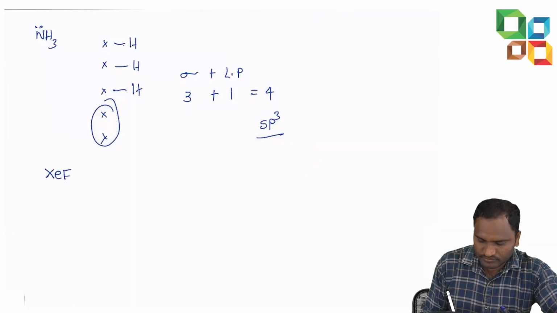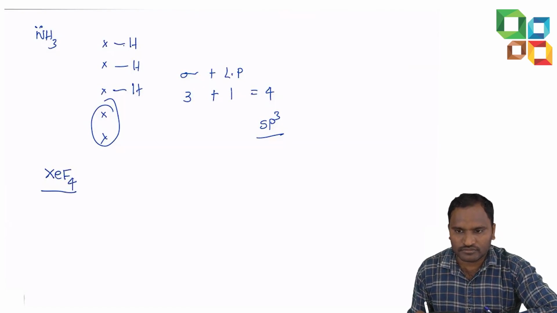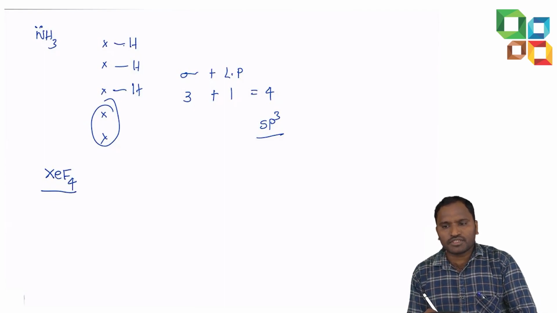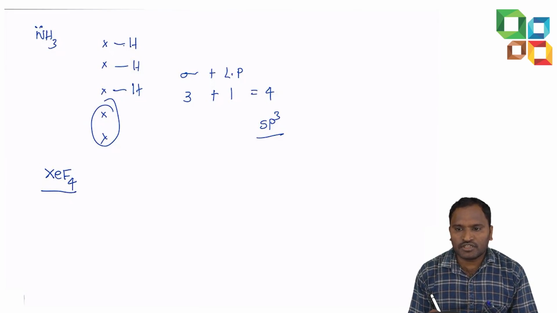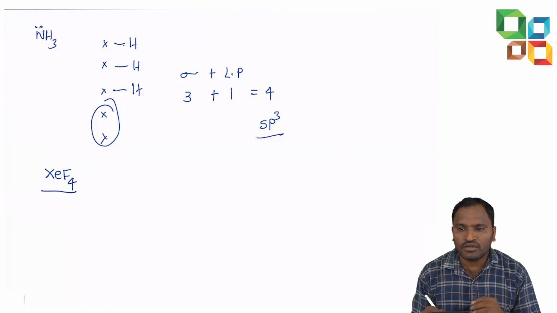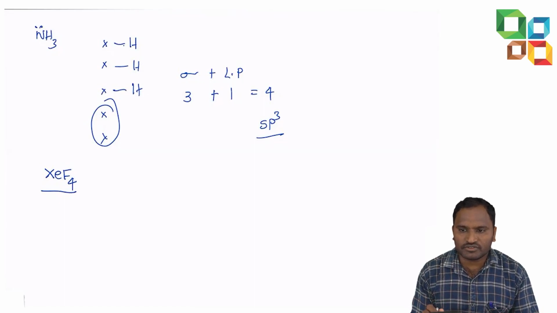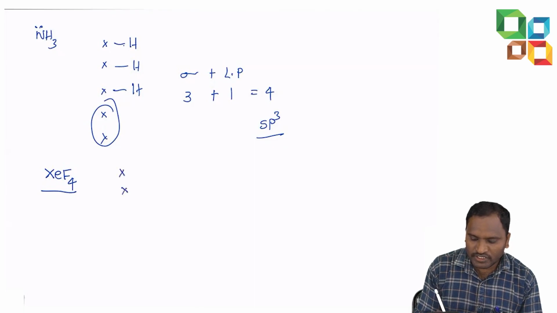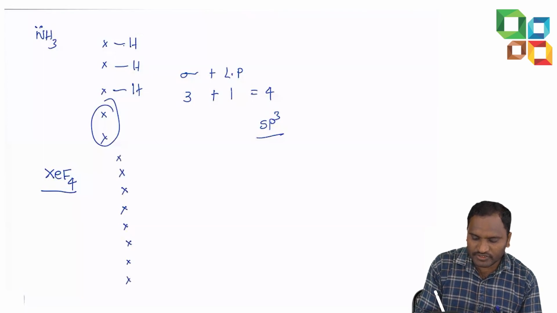XeF4. Xenon atomic number and all, if you forget, you do one thing. Xenon belongs to the 18th group. The 18th group has 8 valence electrons. You know, noble gases have 8 electrons other than helium. So you can take directly, so that risk won't be there. So xenon, 8 electrons I am taking.